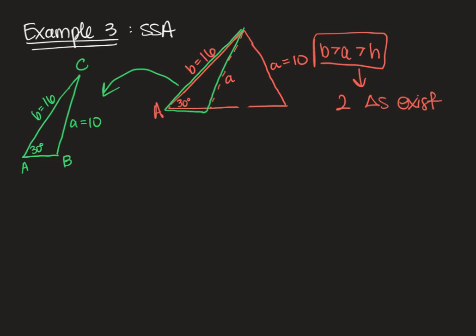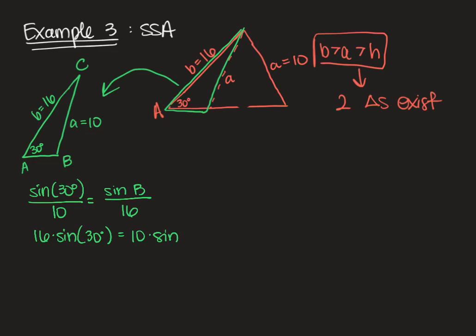So sine of 30 degrees over the side opposite it, which is 10, that's equal to sine of B over 16. We cross multiply, and we get 10 times sine of B on the right-hand side. We're going to divide both sides by 10, so we get sine of B. I don't know why I switched the sides of the expressions. I didn't need to do that.